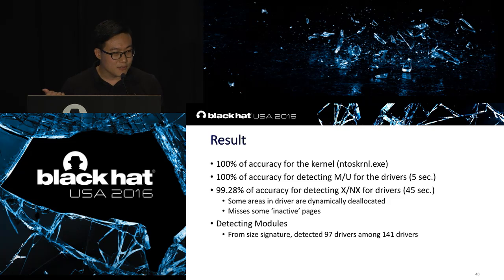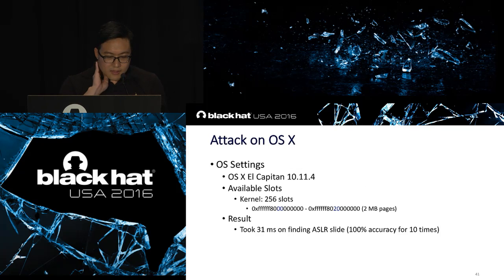And for detecting modules, we could detect much more than Linux because the size variance in Windows is much greater than Linux. So we could detect 97 drivers among the 141 drivers. And for OS X, we launched it on El Capitan, and we just did finding the ASLR slide on OS X. We did it 10 times, and the average speed is like 31 milliseconds, which is very practical to be used in a kernel exploit.